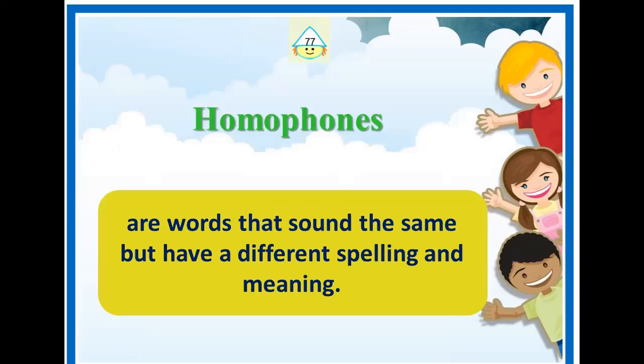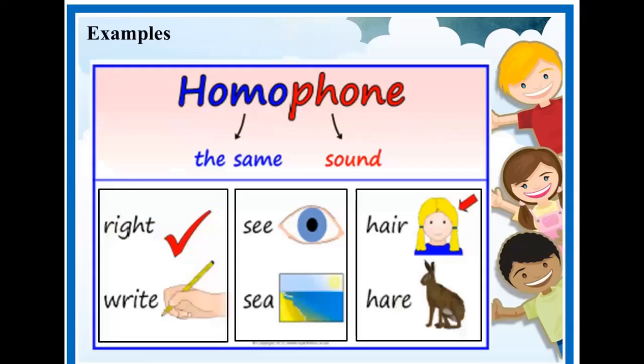This sounds confusing, isn't it, children? Don't worry. Let me give you a few examples so that you can understand homophones. The first example here is right and write. As you can see, children, these two words have different spelling and different meaning, but they are pronounced the same way, which is right.